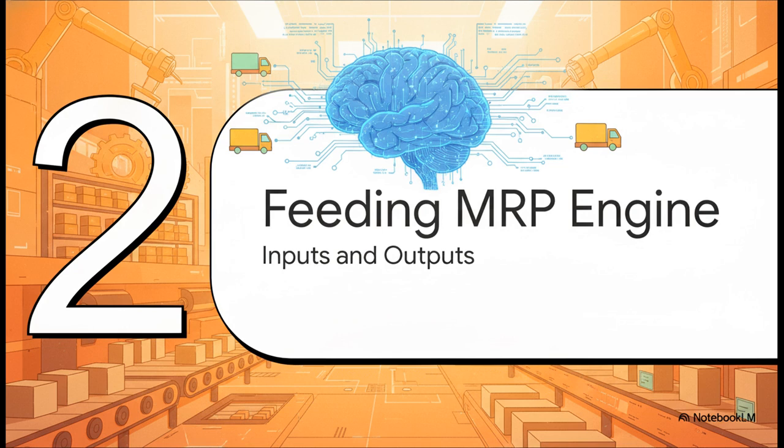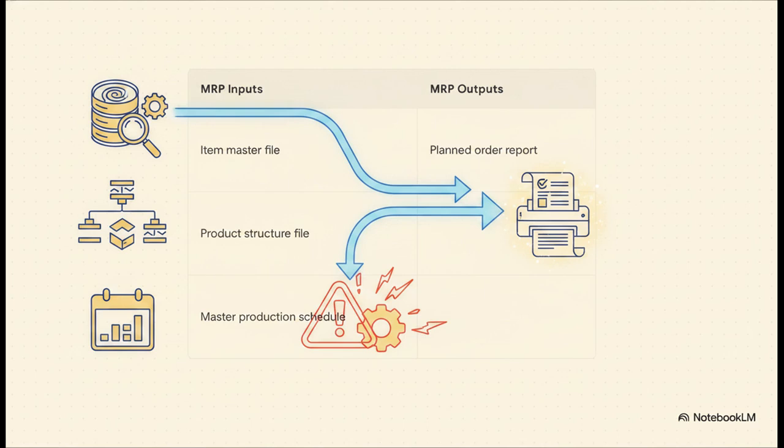Now, let's look at the data driving all of this in Section 2, feeding the MRP engine. Okay, take a close look at the flow of data here. This actually corrects a very common trap. A lot of people think the planned order report feeds the material requirements planning or MRP engine, but actually, scratch that. It's the exact opposite. The planned order report is the final output derived from your master files.